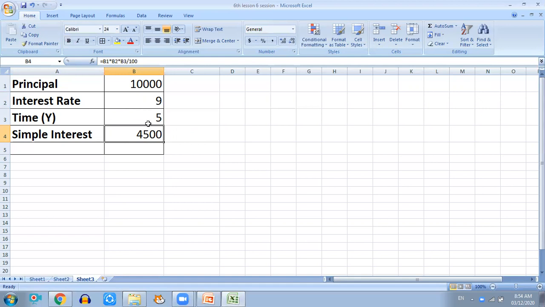Second thing, if you want to delete the formula, just select the cell and delete the formula. The formula is entered here. I want to delete the formula. Select the cell and delete.